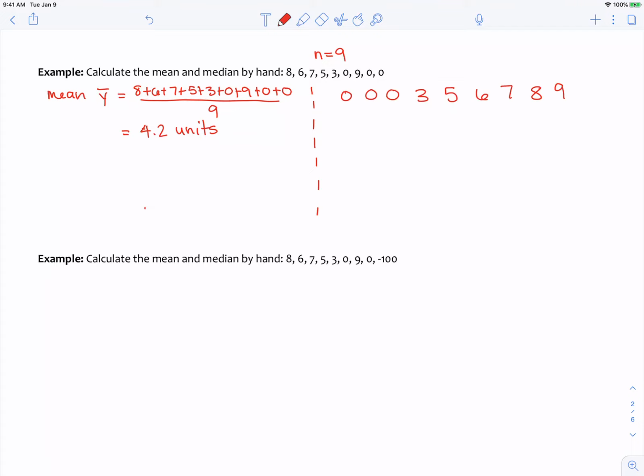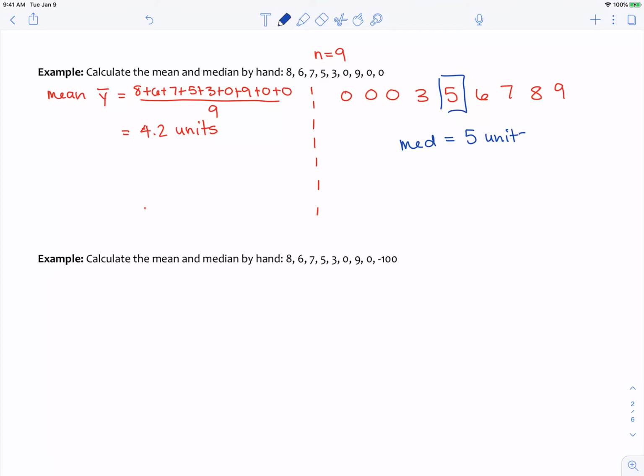In this case, 5 is going to be in the middle, right? So we have 4 data values on either side of it. That's a good way to double check that you found the middle value. There should be an equal number on either side when we have an odd number in our data set. So the median is that single middle number, and it'll be equal to 5.